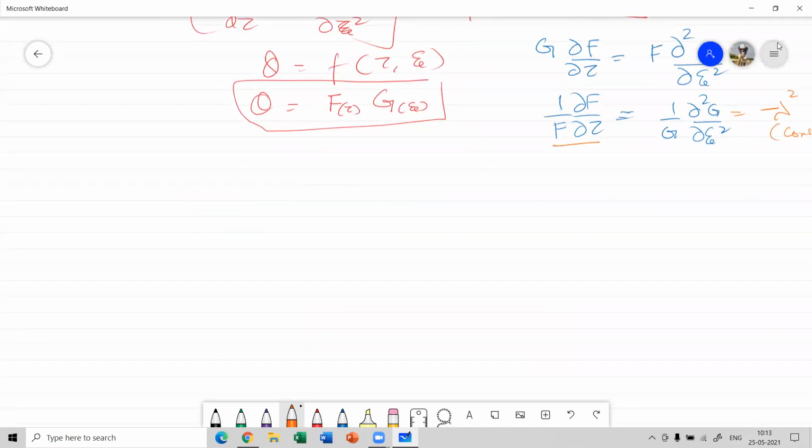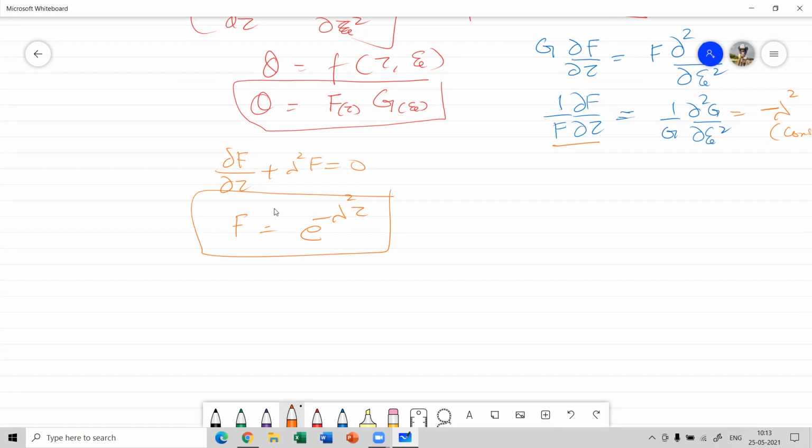Now let's try to solve this. df by del tau plus lambda square f is equal to 0. That's a standard equation, and the solution is f equal to e raised to power minus lambda square tau. So that's the solution of your f. Similarly, g will be del square g by del theta square plus lambda square g equal to 0, and the standard solution is for these boundary conditions.